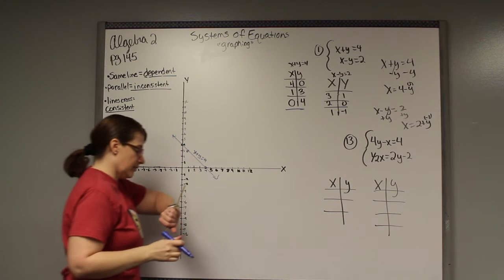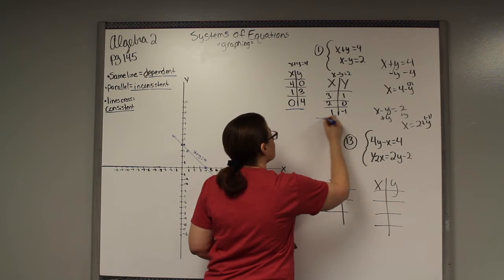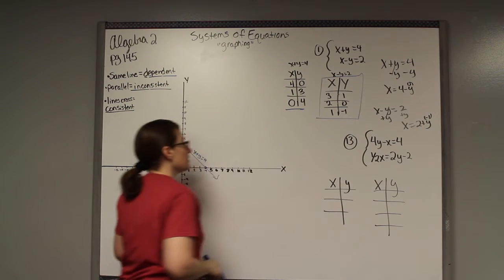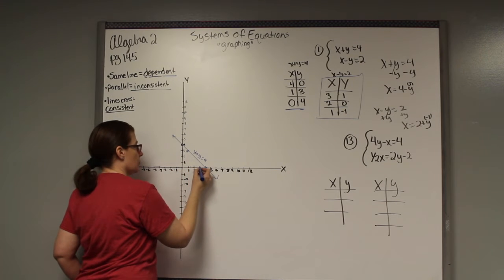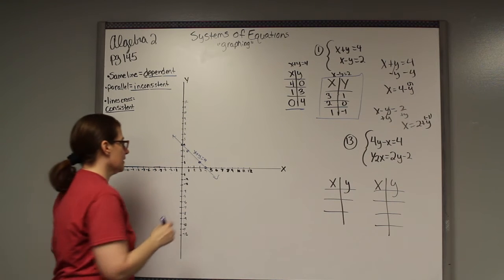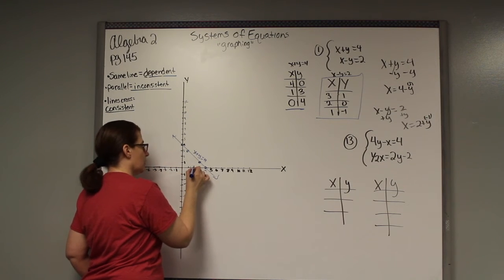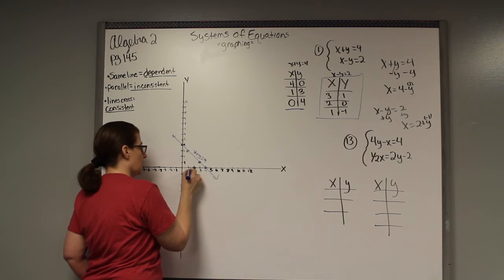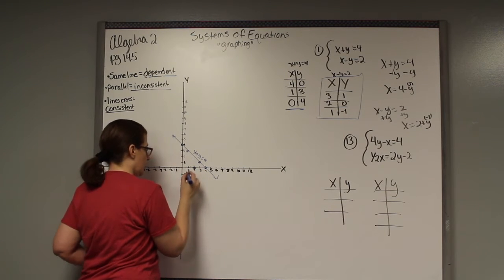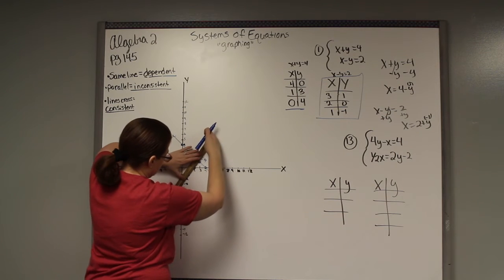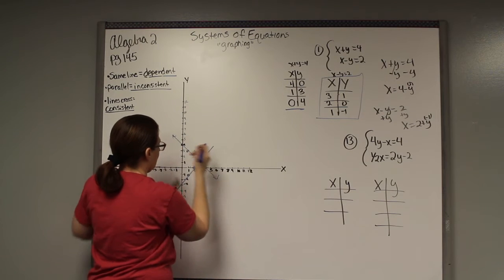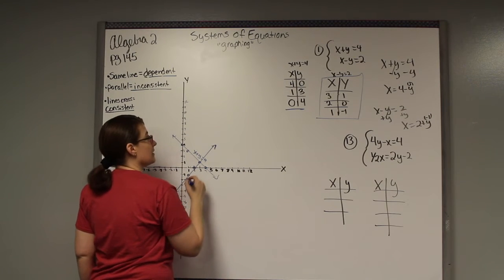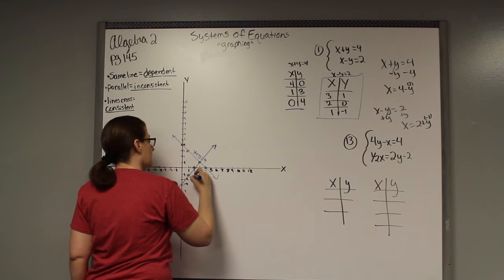Okay, now I'm going to look at my second line, which is this one. And my first one is (3, 1). So I'll go over 3 and I go up 1. That's where my dot is. My next one is (2, 0). I'll go over 2, but I don't move any. And my next one is (1, -1), which is right here. So this line looks like this, and that is x minus y equals 2.